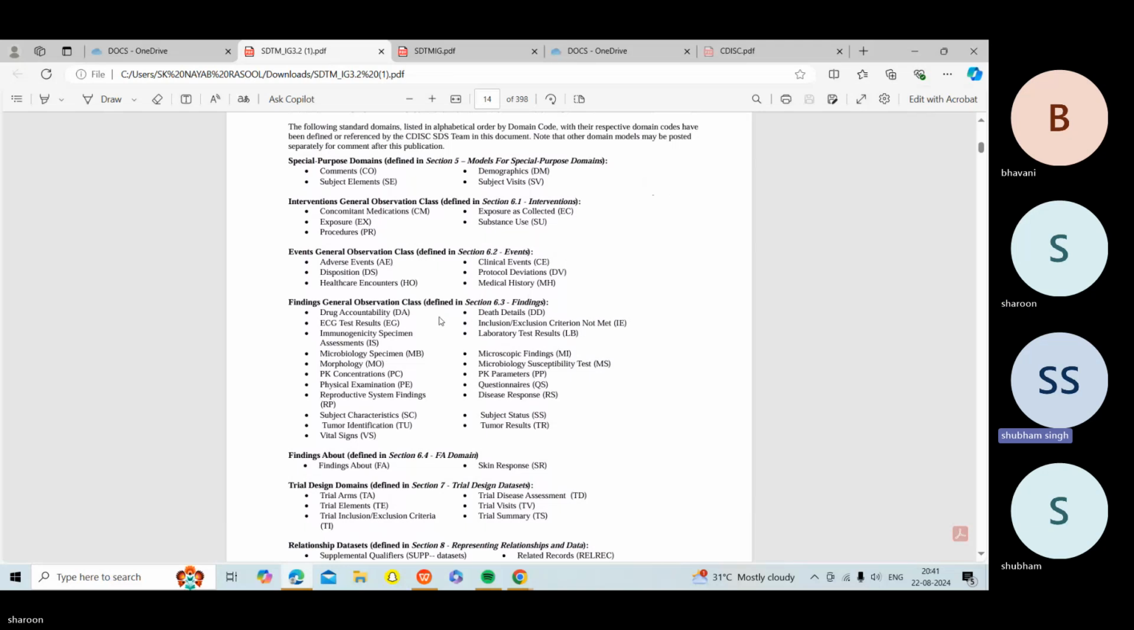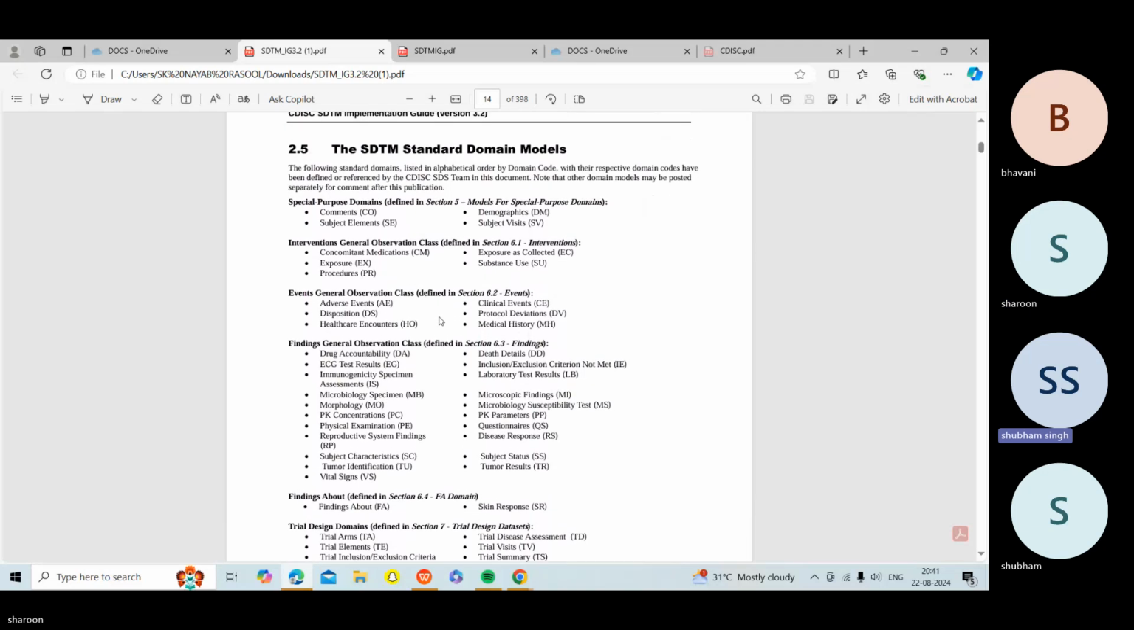Now this is the official document, guys. Whenever you get free time, spend time in this document, because this is the document we follow in each and every clinical trial. No matter which company you work for, no matter whether you're working in the US or India or Canada or Europe, everywhere the same standard is going to be followed.